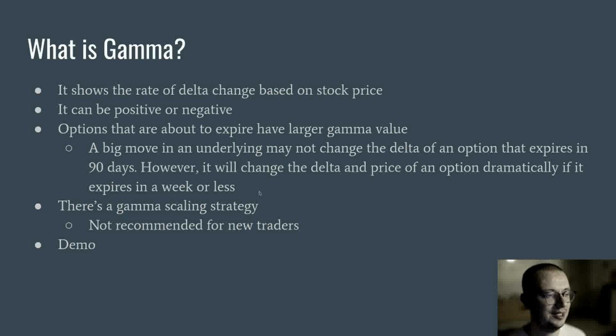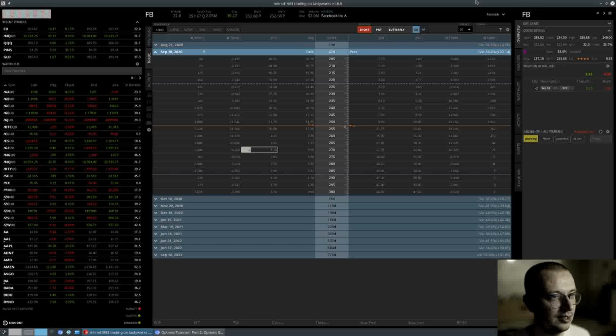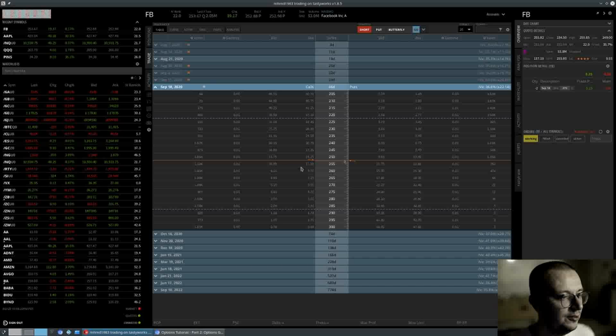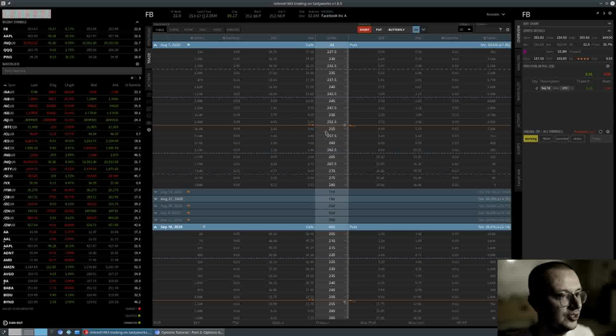Those who are into gambling and trying to make fast money use a strategy called gamma scalping. I don't recommend that for new traders. Let's show a demo. I changed the theta to gamma. Here I'm showing the gamma value for 255 for Facebook. It is 0.01 for September 18, but if you go to August 7, which is a weekly option, you will see this value is 0.04, which means options can move with the underlying significantly faster.